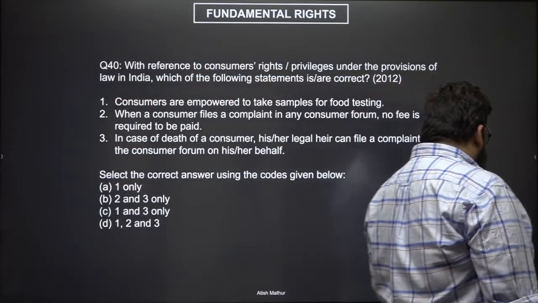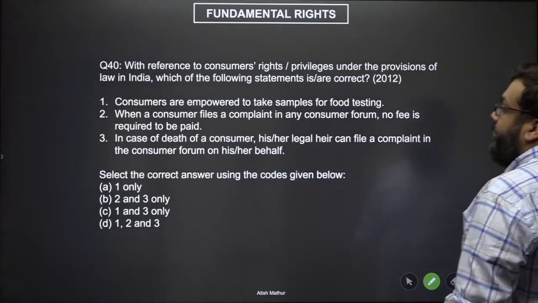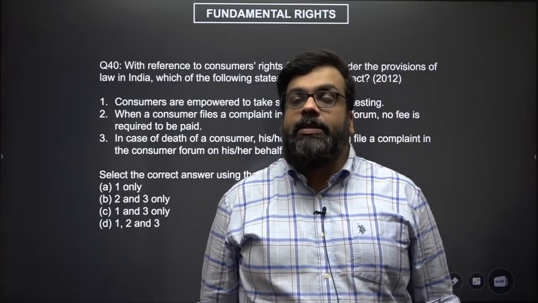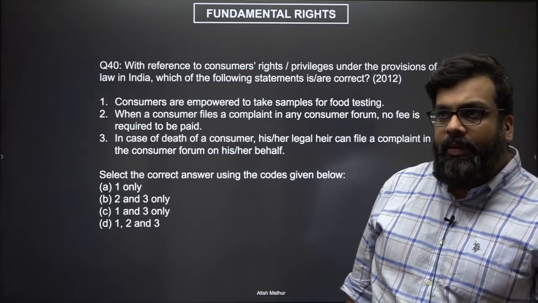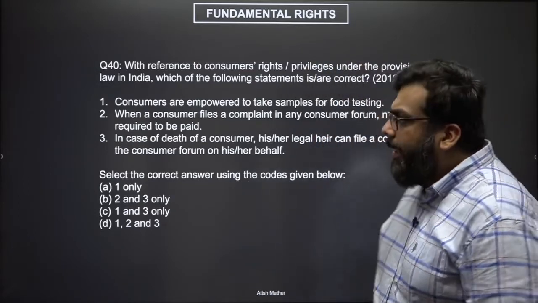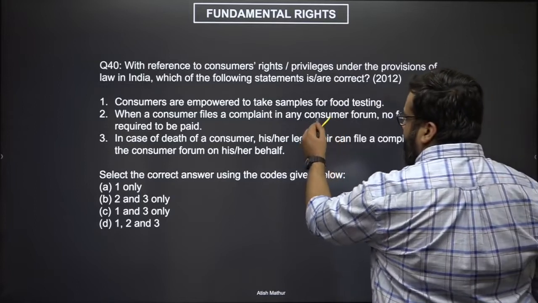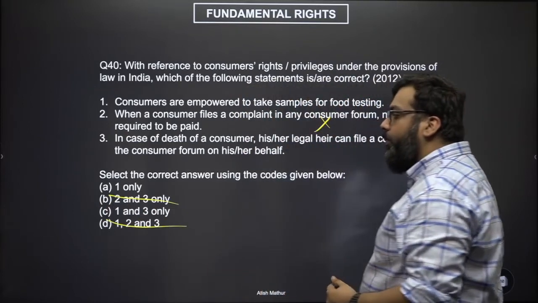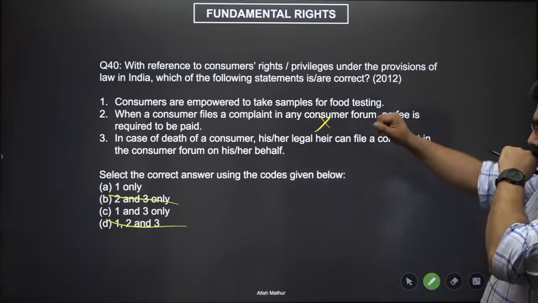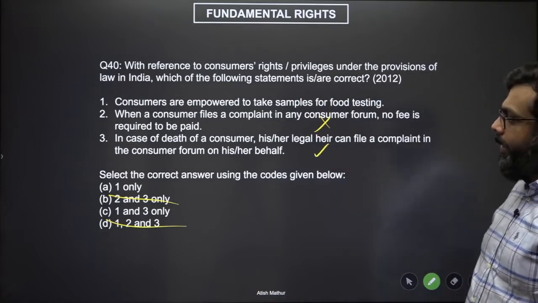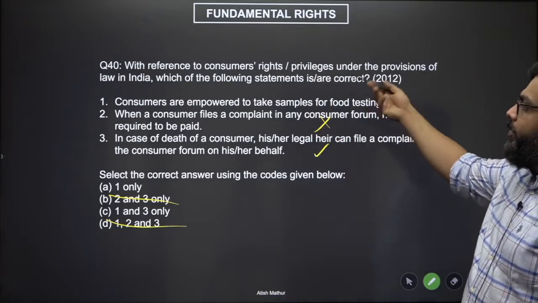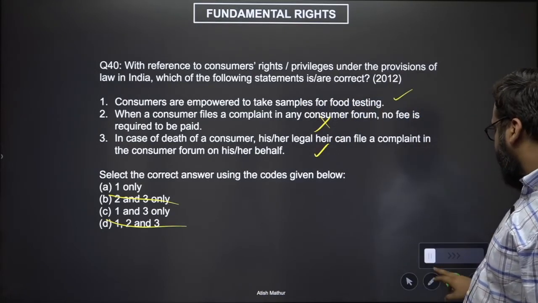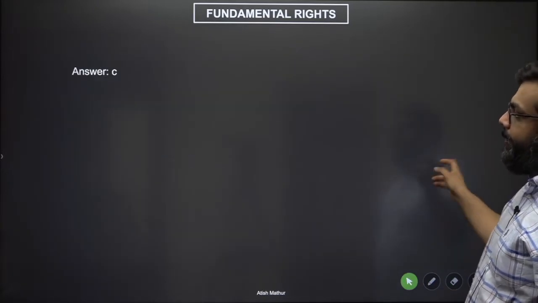Now, when a consumer files a complaint in a consumer forum, no fee is charged. That means rival companies can file fake cases. That means precious time of the court can be violated. That means anybody and everybody, for maybe any wrong or no wrong, can approach the court, which can lead to overburdening of it. This definitely sounds wrong. So any option which has 2 gets eliminated. Now you're left with 1 and 3 only. We've just proven that 3 is correct. 1 and 3 and 1 only means 1 is definitely correct. Of course, you're empowered to take samples for food testing, right? So your answer should be C.